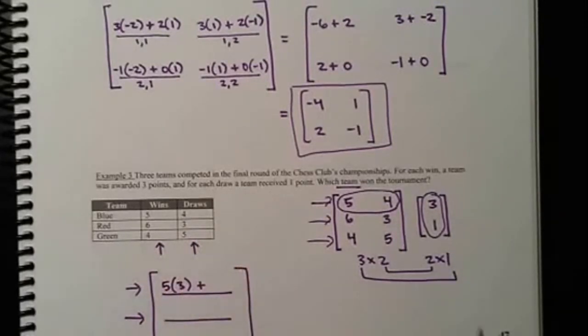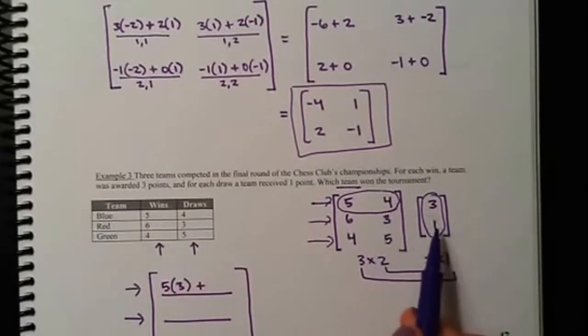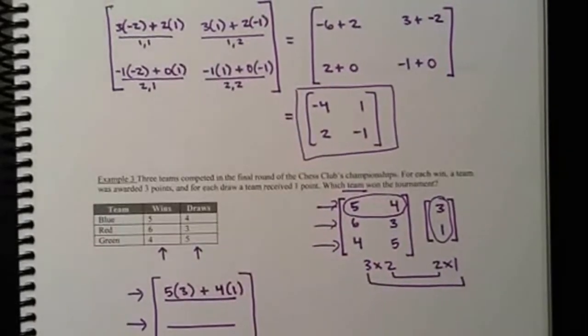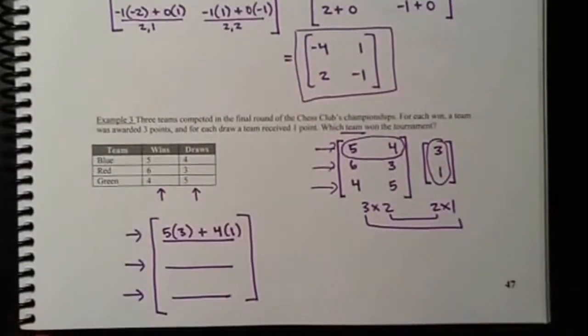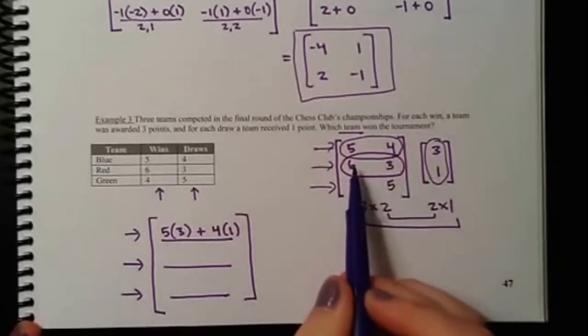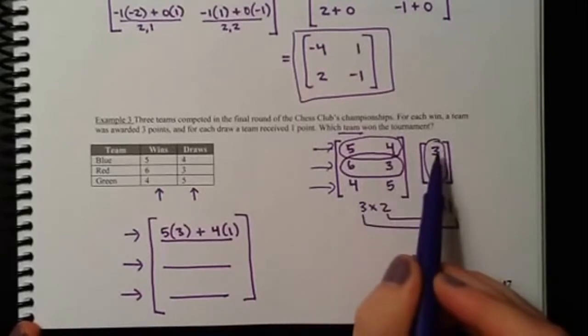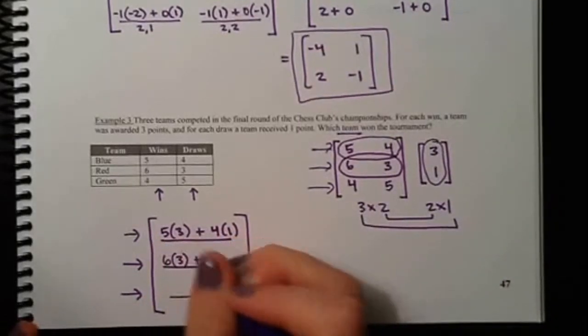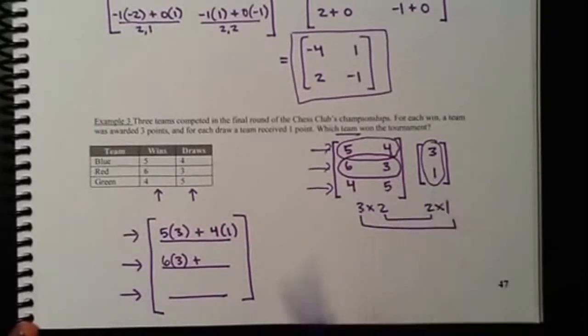And then add to that 4 draws for the blue team times 1 point per draw. Okay, so when I add those up in the next step, that'll give me the blue team's total score. Then for the red team, I'm multiplying 6 wins times 3 points each, and then plus 3 draws for 1 point each.